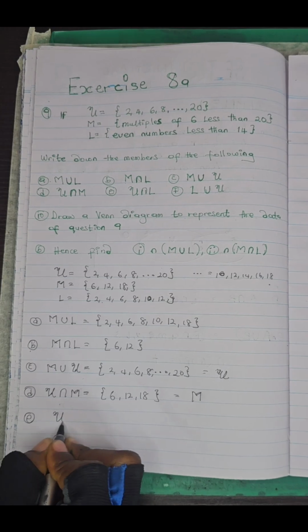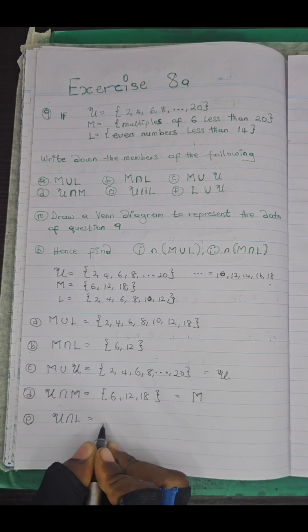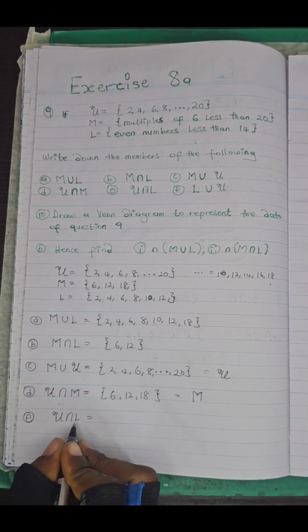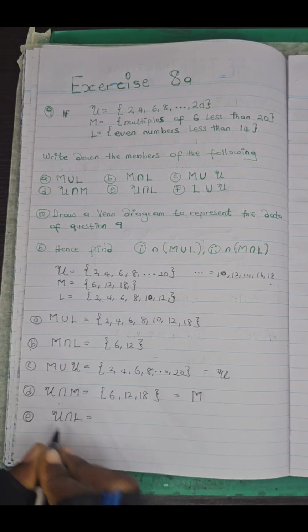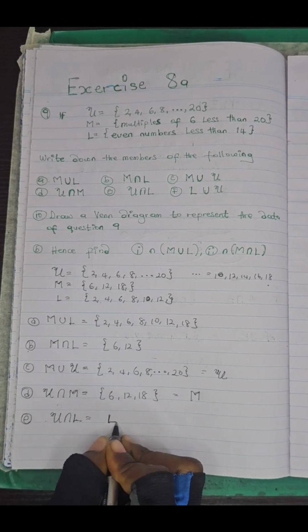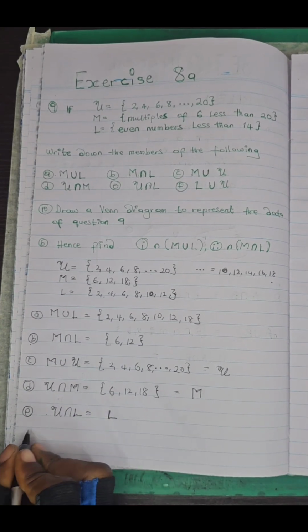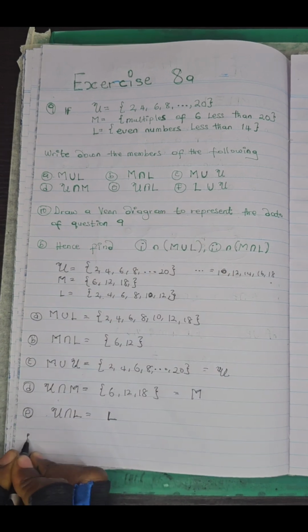You have the universal set intersection L. Remember what I told you. L is a subset of the universal set. When you intersect it with the universal set, you just get L. Let's not waste too much time solving it further. Then we'll go to F.